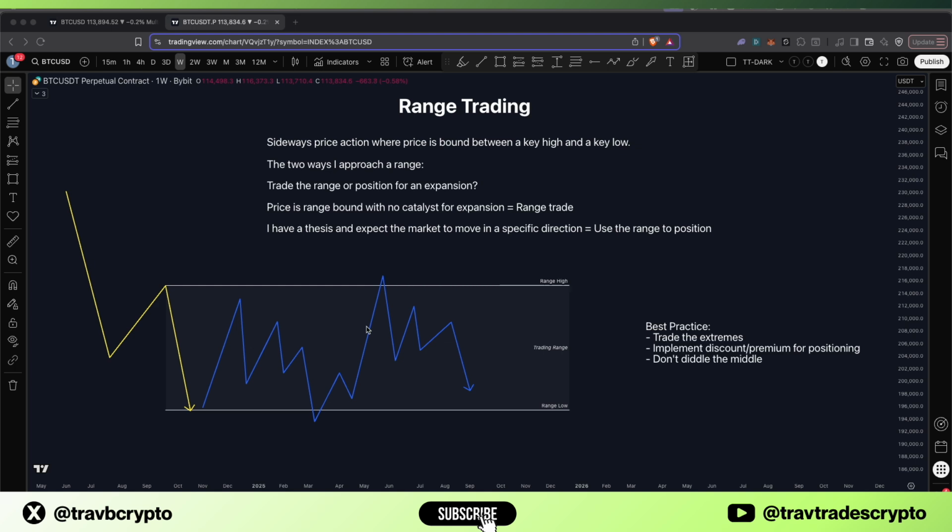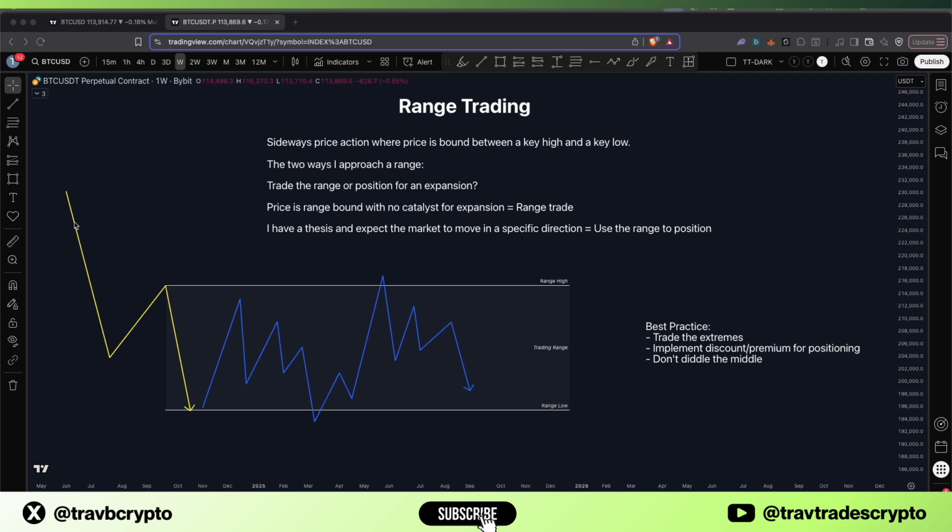You'll hear terms like accumulation, distribution, reaccumulation, redistribution. Ultimately, it's the same thing. It's just sideways price action. It's ranging price action. Many people draw ranges different ways based on support and resistance. As with all trading strategies and systems, it can be very subjective.